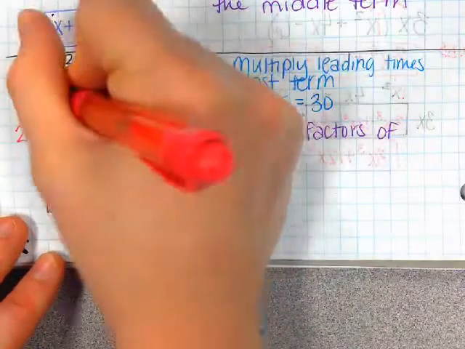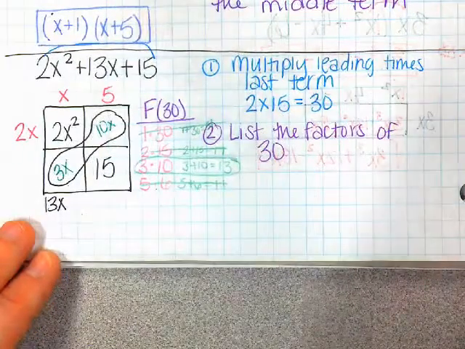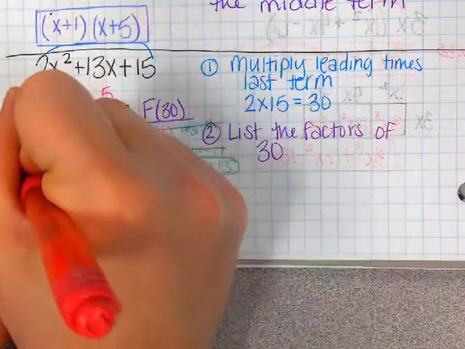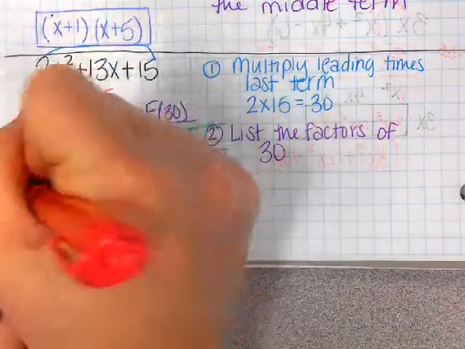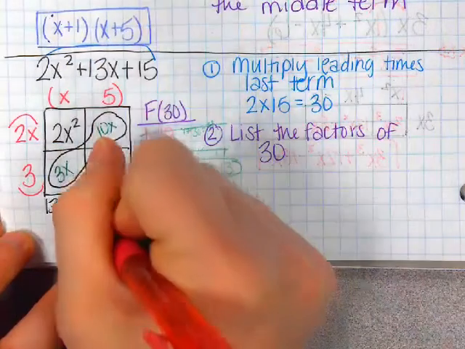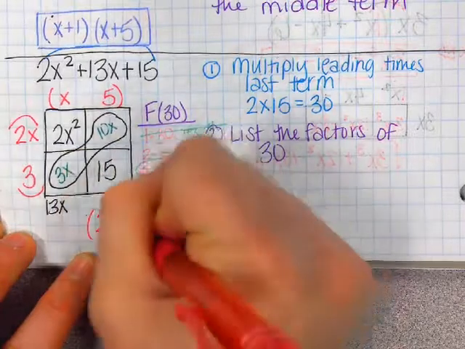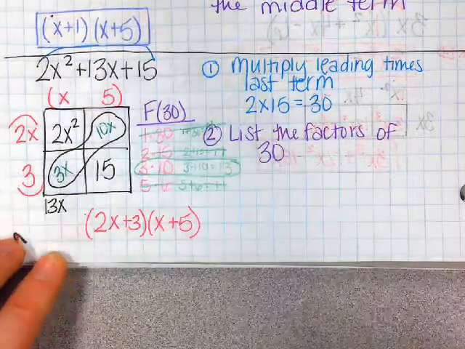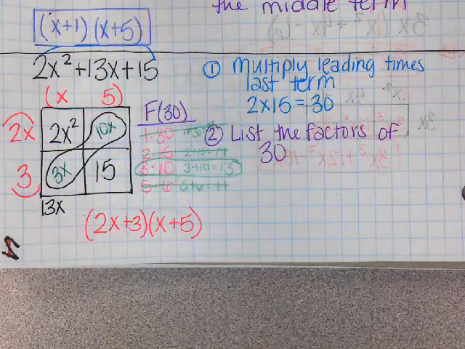Now look for the common factor here, 2x and 3x. Well, you can't multiply anything times 2 to get 3, and they both just have an x. So the common factor there is just x, and then x times what gives you 3x? It would just be 3. So then your two factors would be 2x plus 3 and x plus 5.